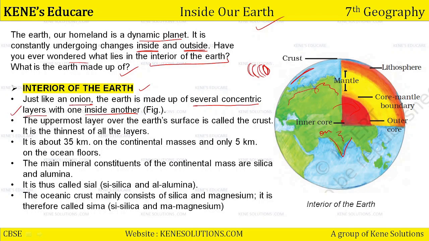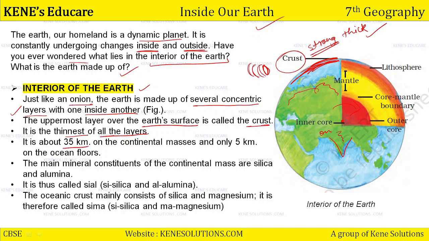Okay? The uppermost layer over the earth's surface is called the crust. ये जो सबसे ऊपर वाला लेयर होता है ना, इसे हम crust कहते हैं. It is the thinnest of all the layers. सबसे thin layer यही होती है crust की. ठीक है, आपको तो लगेगा अरे हम लोग तो इस पे रहते हैं, ये तो बहुत strong होनी चाहिए थी, ये तो बहुत thick होनी चाहिए थी. The crust is very strong, but it is not thick. It's the thinnest of all the layers.